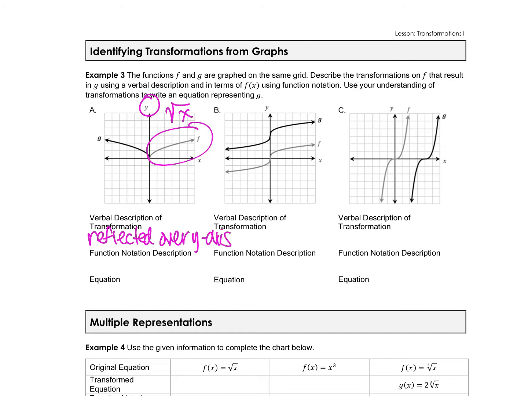And so your function notation description means you're using your function f. And then anytime it's reflected over the y, it's the opposite inside, so it'd be negative x. So instead of putting f of x, which is your parent function, you're adjusting that based on your transformations. The equation for that would be square root of negative x.